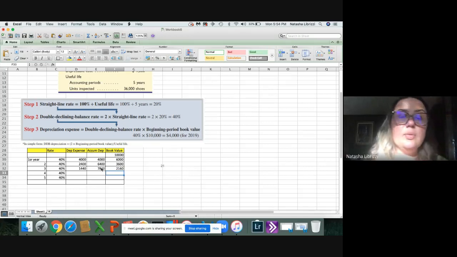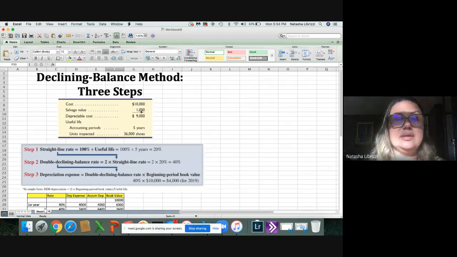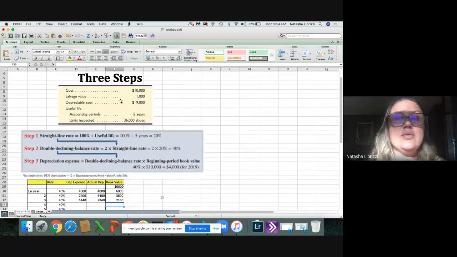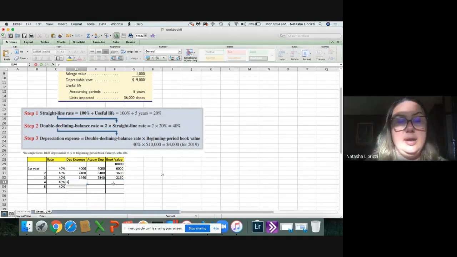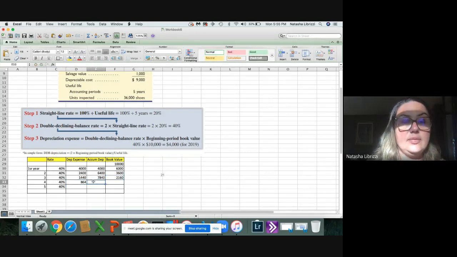So and something I have to mention, we cannot go below 1,000 because this is my salvage value. So here we don't care about depreciable cost when we do double declining method, but we will stop where our book value reaches 1,000. We're not going to go below that. So we have to keep watching that. I'm going to go to 2,160 times my rate, it's 840.